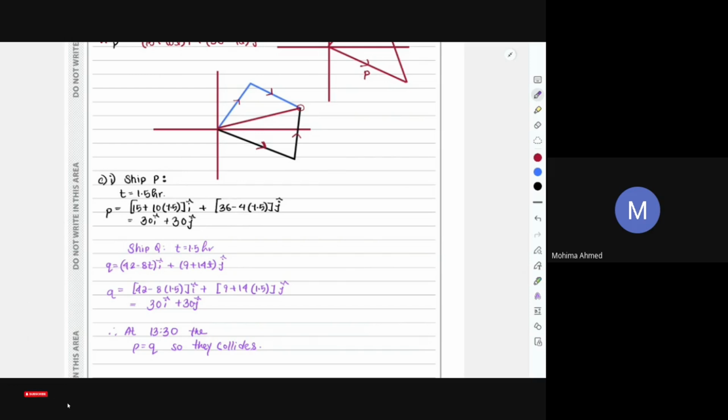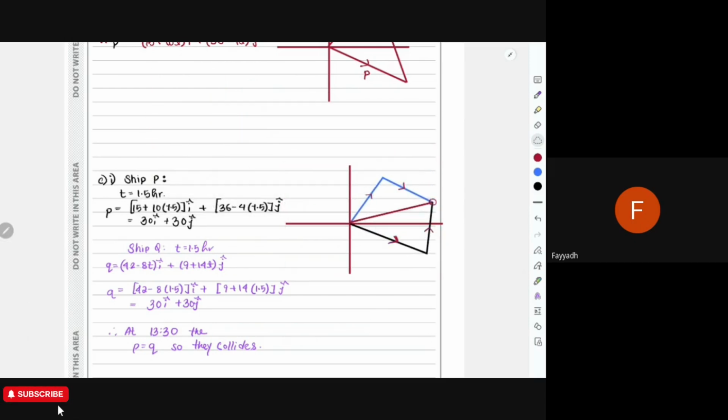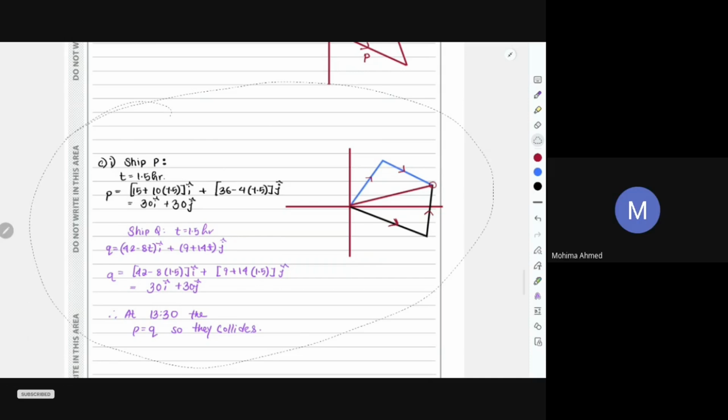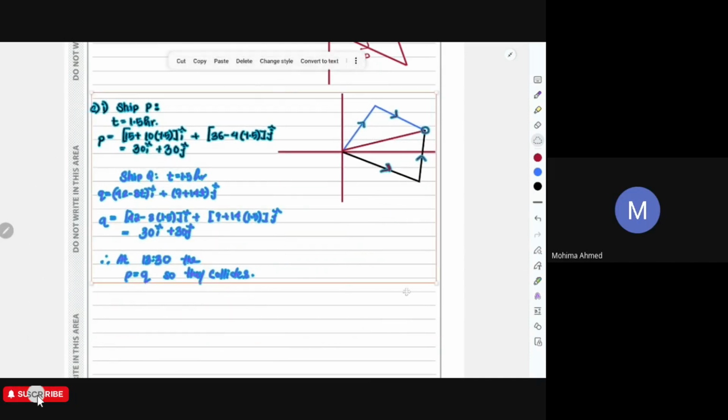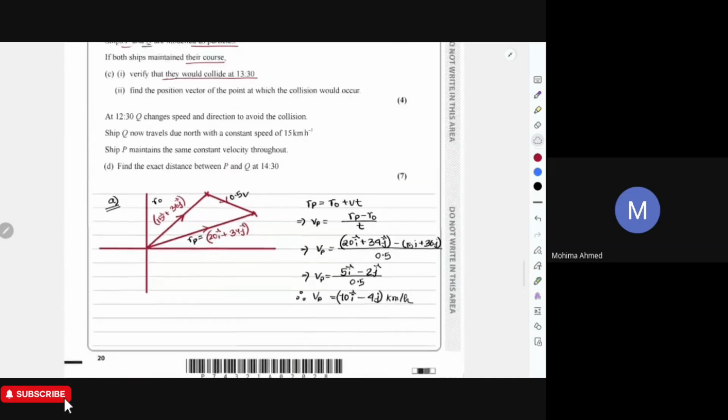Any problem from this statement? No, miss. So then this is it for your C1. Let's move on to your next part.